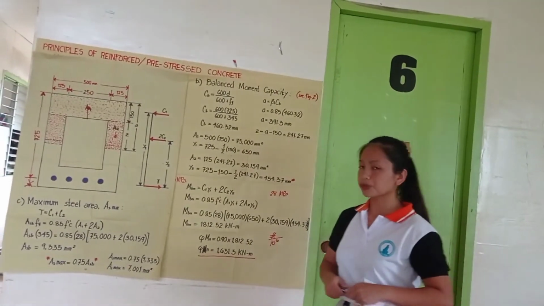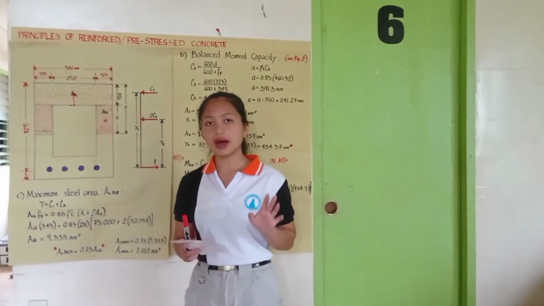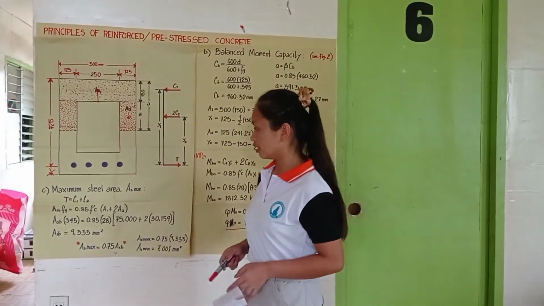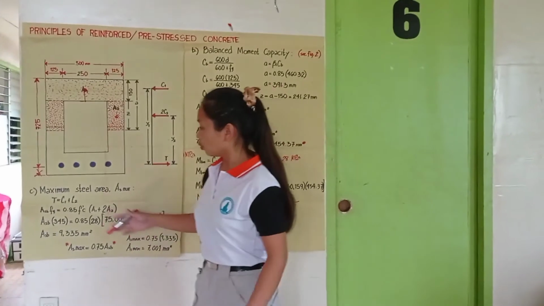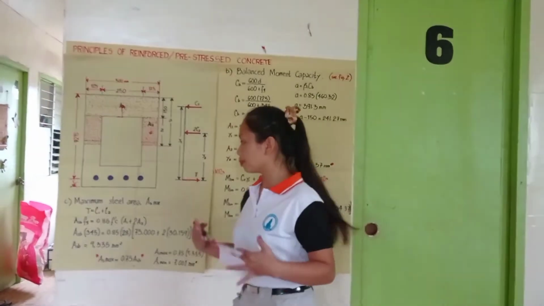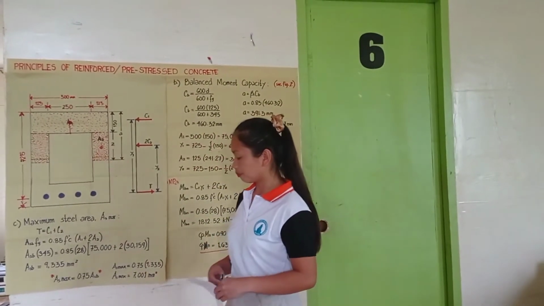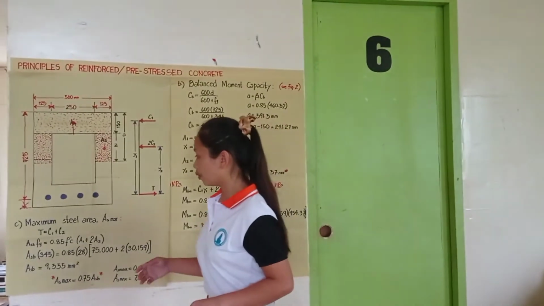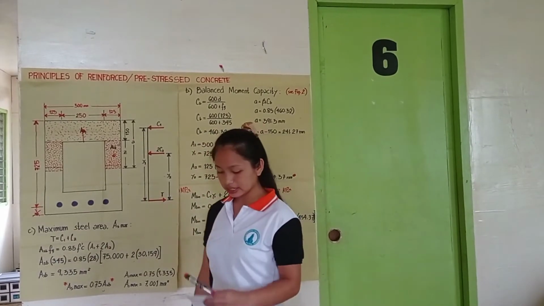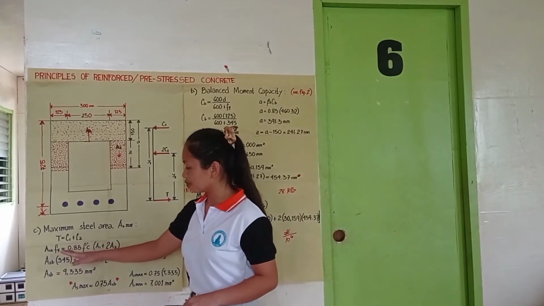So, let's proceed to our problem for letter C. That is, what is the maximum steel area under singly reinforced condition? So, our singly reinforced condition, we have T is equal to C1 plus C2. So, we will solve for maximum steel area, which is AS max. So, first step, we are going to solve for the ASB Fy. This is the area of the steel times Fy.